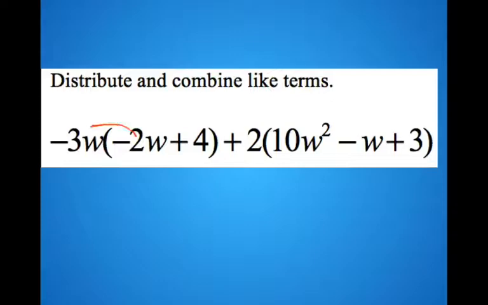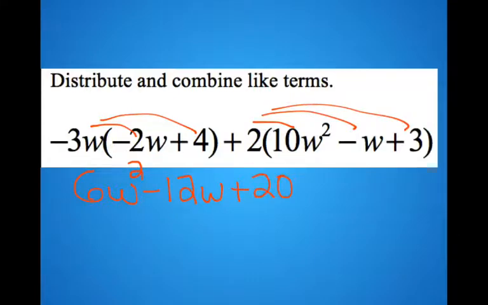This one we're going to distribute, so that's a 6w squared minus 12w. We're going to distribute the 2 through all these terms, so that would be 20w squared minus 2w plus 6. Now we're looking to combine some like terms, so we're going to have 26w squared, negative 12w minus 2w is minus 14w, and then we have our plus 6.